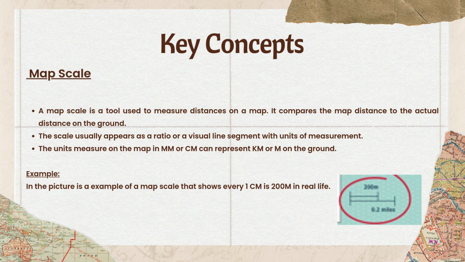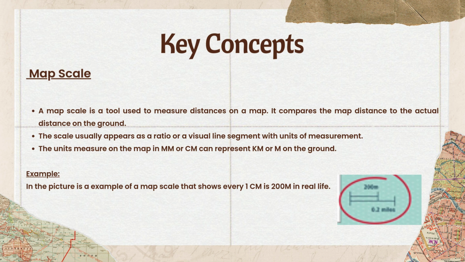We're also going to be looking at key concepts. First off, map scale. A scale is a tool used to measure distance on a map. It compares the map distance to the actual distance on the ground. The scale usually appears as a ratio or a visual line segment with units of measurement. The units measure on the map in millimeters or centimeters and can represent kilometers or meters on the ground.